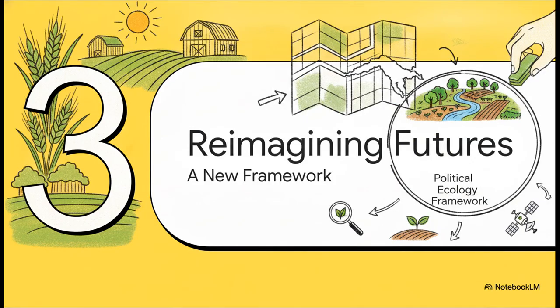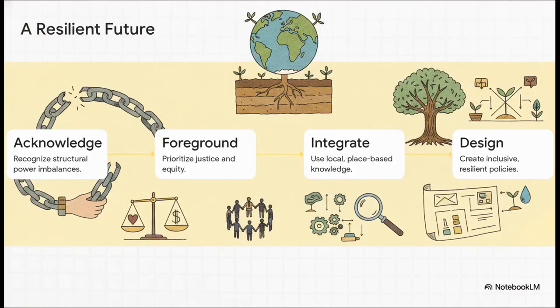Let's head into our final part, Section 3, Reimagining Agricultural Futures. So how do we actually move forward from here? To truly achieve sustainable rural development and ensure food security for a growing global population, we have to stop relying entirely on abstract economic maps and instead use political ecology as a guiding tool to fix the territory itself. This builds a very clear framework for a genuinely resilient future.